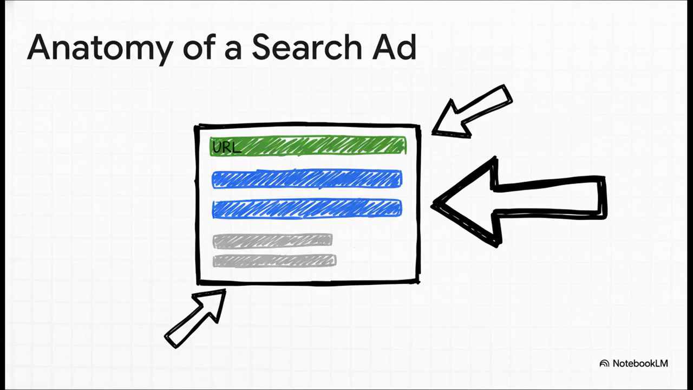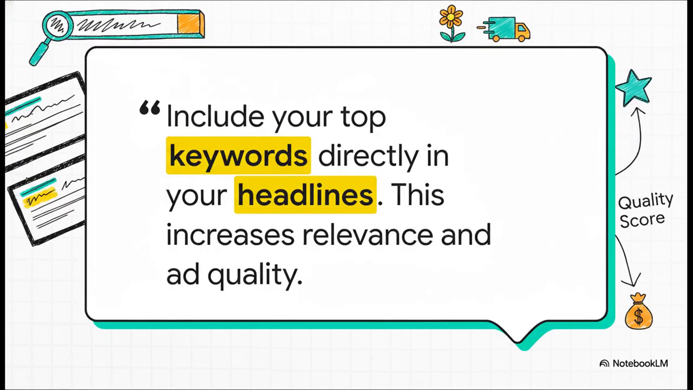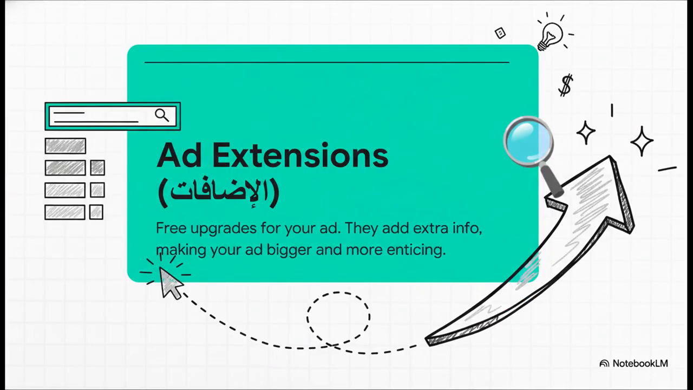You'll actually provide a bunch of options for headlines and descriptions, and Google's AI will automatically mix and match them to find the highest performing combinations. Pretty cool, right? Now, if you only remember one thing about writing your ad, please let it be this. You have got to include your main keywords directly in your headlines. When someone searches for flower delivery and your ad's headline says fast flower delivery, Google sees that as super relevant. This boosts your ad's quality score, which can get you a better ad position for less money. It's a total win-win.